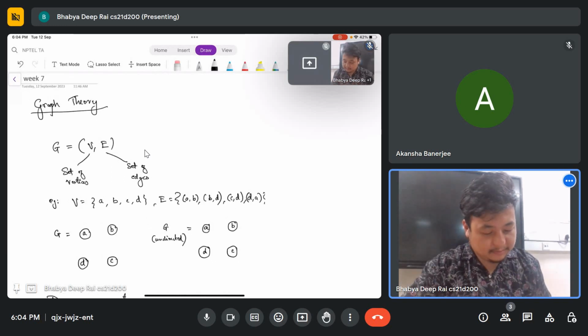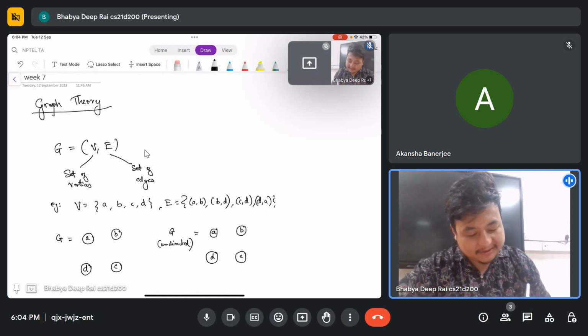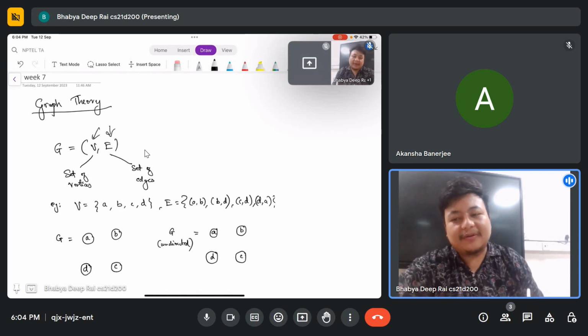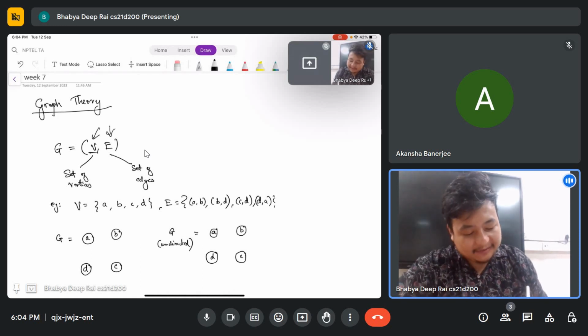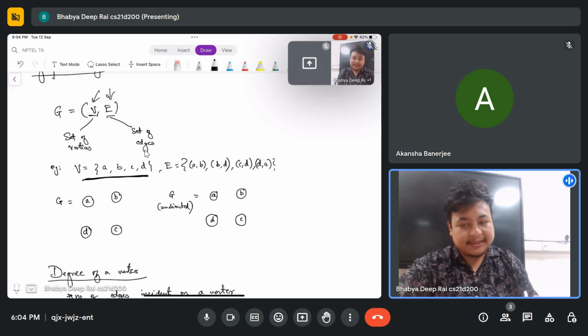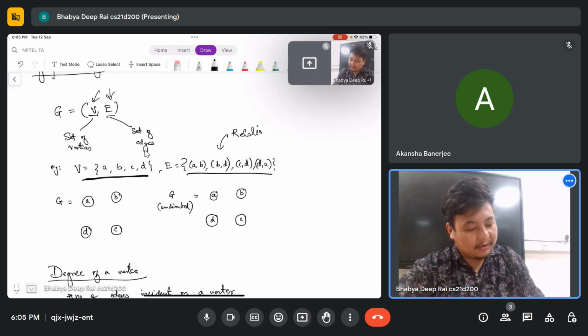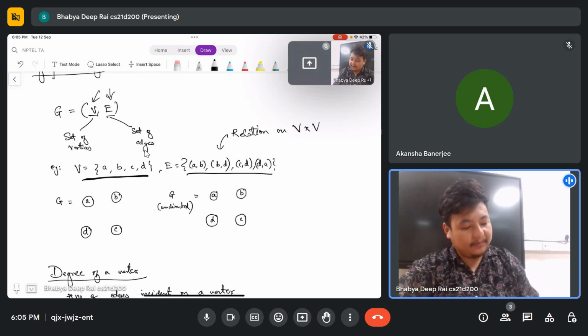Now, what are graphs? Let us just begin quickly. A graph is just a tuple, denoted by (V, E). This is one way to denote graphs, where V is a set of vertices and E is a set of edges. What do I mean by that? Let's say these are the set of vertices, A, B, C, D, and these are the set of edges. And the edge set is a relation, as you can see. It is a relation on V cross V, right?